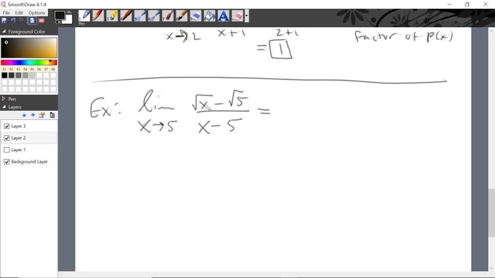It wouldn't be okay to plug in 0 because that would be the endpoint of the domain of the square root function, as we talked about earlier. But I'm going to plug in the 5 and see what happens. We get root 5 minus root 5, but that equals 0, and the denominator is 5 minus 5, and that's also 0. So it is indeterminate.